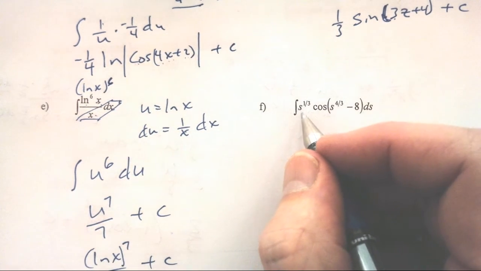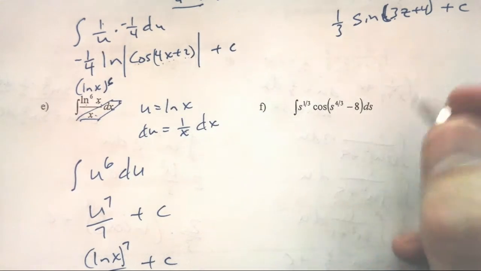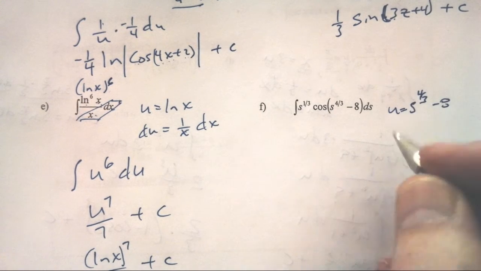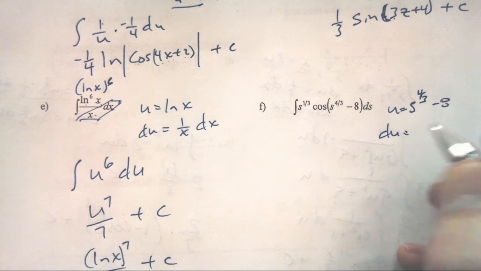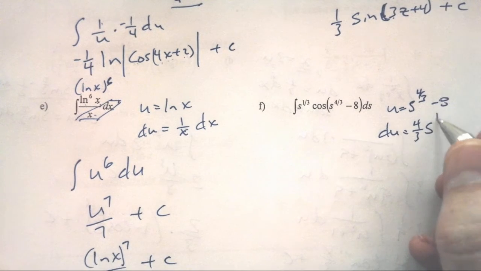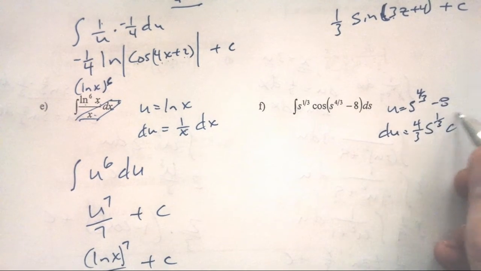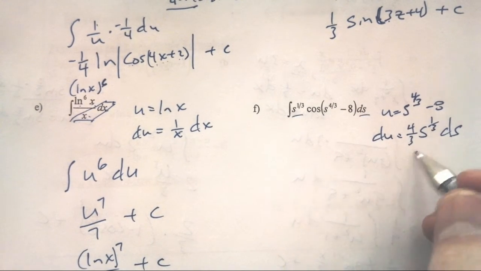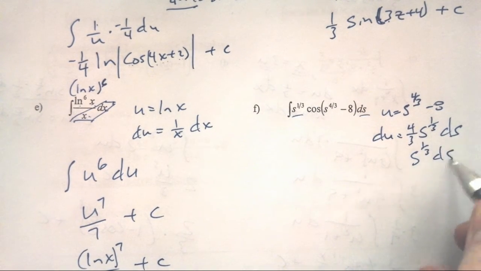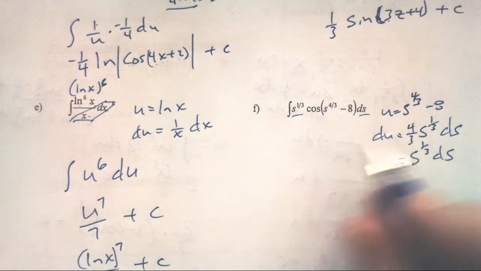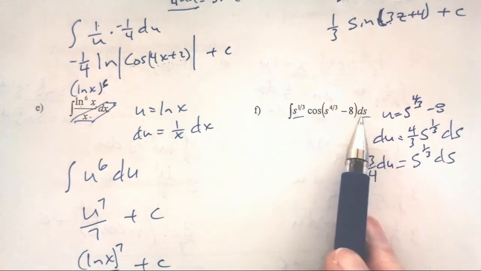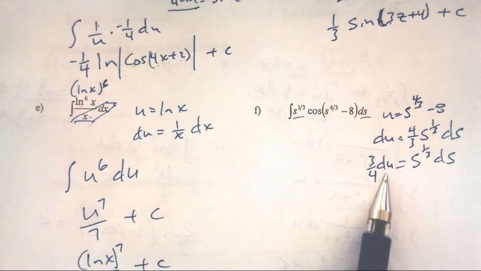If u is s to the 1/3, the derivative of u is s to the negative 2/3. Not crazy about that. If u is s to the 4/3 minus 8, the derivative of that is 4/3 s to the 1/3. Love the s to the 1/3 ds. What I don't like is the 4/3. s to the 1/3 ds is great. I'm going to multiply both sides by 3/4. So s to the 1/3 ds can be replaced by 3/4 du.